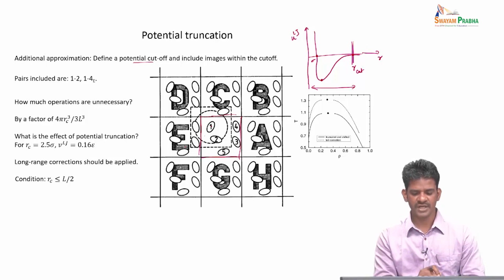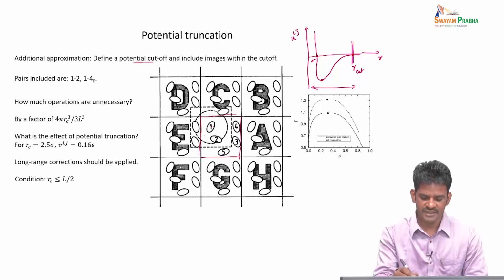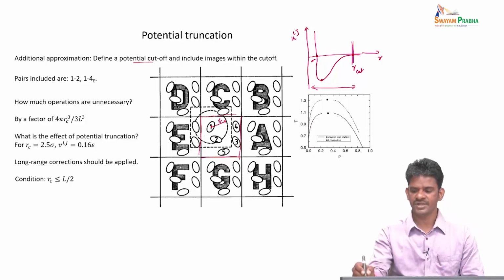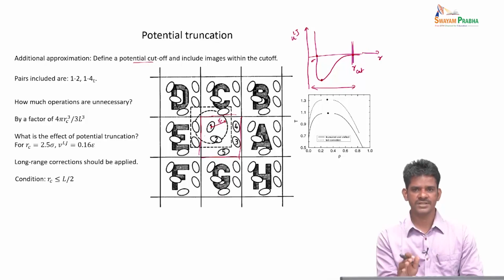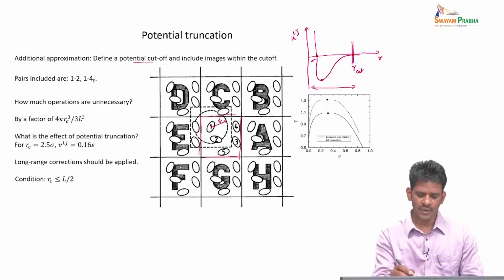But now with the potential truncation, we can define a distance from each molecule up to a certain radius RC, that is a potential cutoff, and focus only on atoms and molecules within that particular sphere or circle, and not consider any pair falling outside the R cut. So once you have that potential cutoff, you can see that the interaction between 1 and 2 should be considered, because the pair distance 1 and 2 is within the R cutoff.